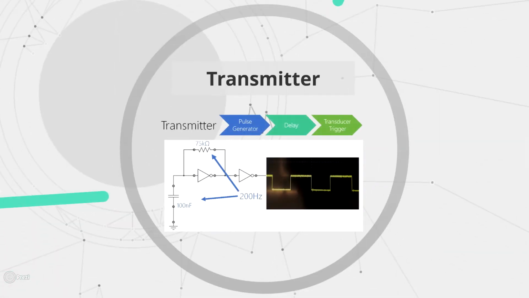The pulse generator portion generates a regular square wave. The frequency is dictated by the capacitor and resistor ratio. A low frequency is imperative as there must be sufficient time for the previous ultrasonic pulse to die away.